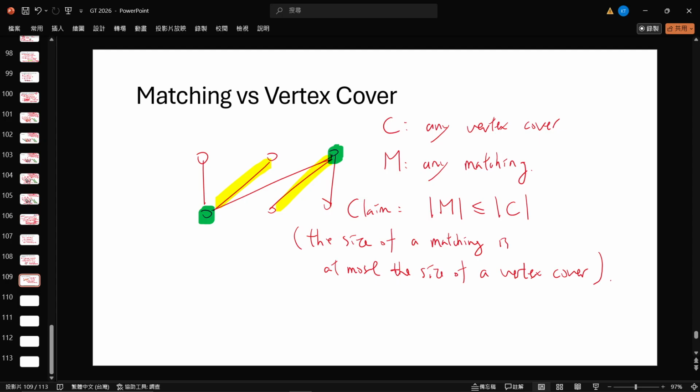Back to this claim itself. So why is this true? Why is it that you can never find a matching that is larger than a vertex cover?